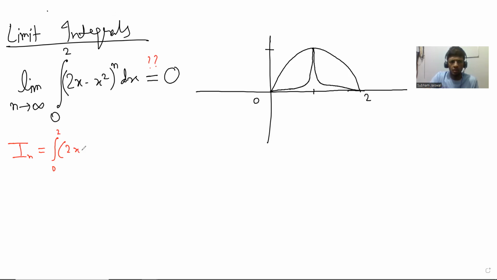I_n is 0 to 2. Okay, right. So you're rewriting it. Okay. So why are you doing that? No, no, no. So that is fine. But why can you do that? So you have to just say that x minus 1.